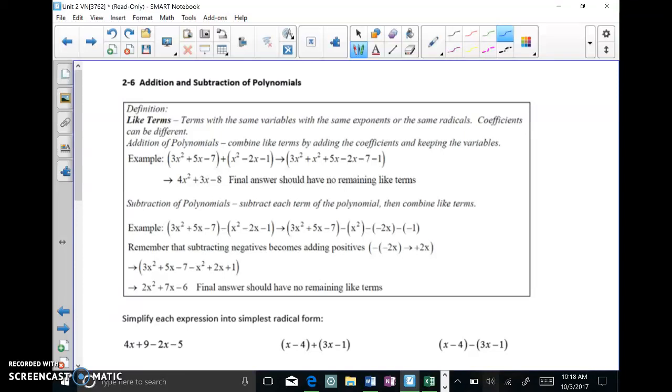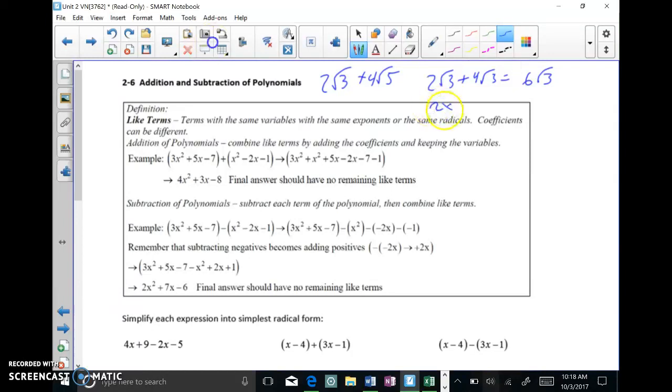We saw it when we were adding and subtracting radicals, that they have to be like radicals to add or subtract. Like, you cannot add 2 rad 3 plus 4 rad 5. You can't add them together. It stays like that. But you can add 2 rad 3 plus 4 rad 3 to equal 6 rad 3. You can multiply the outside numbers. So that's exactly what happens with like terms.